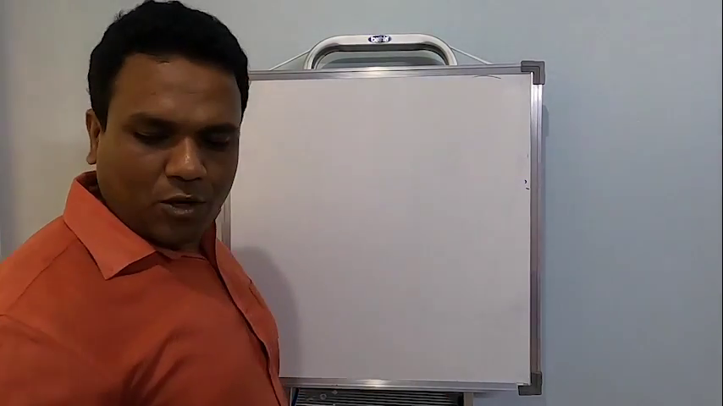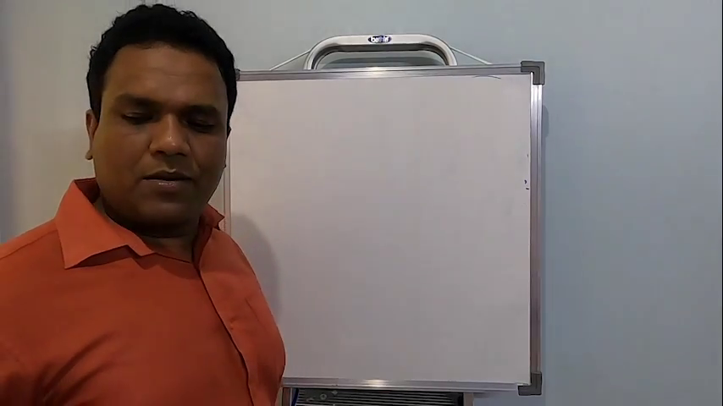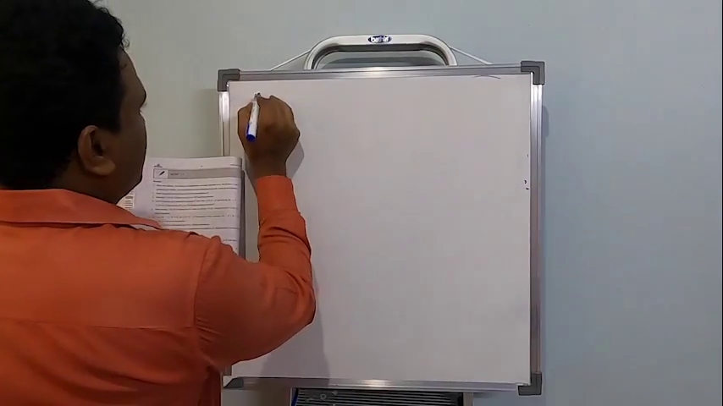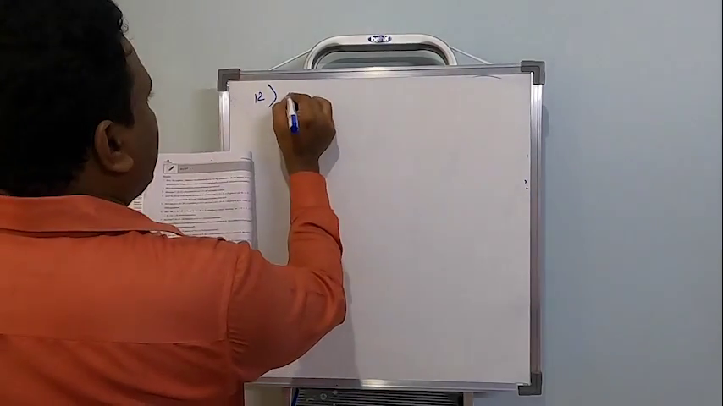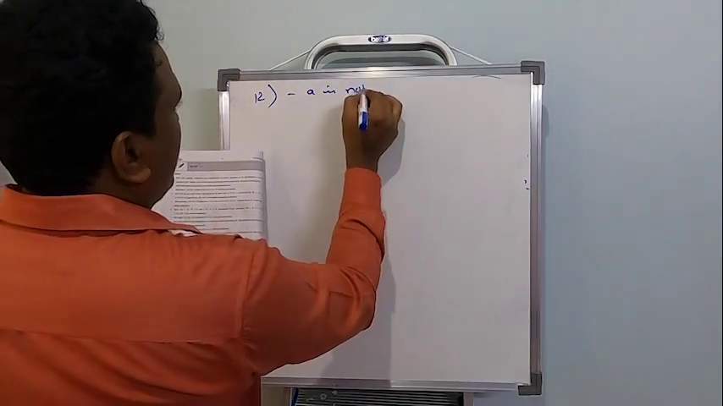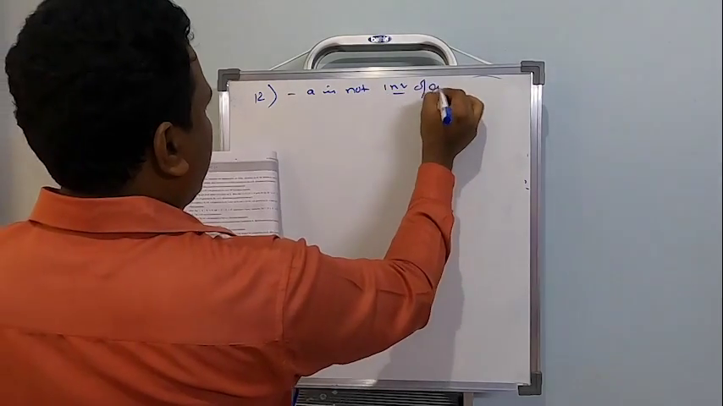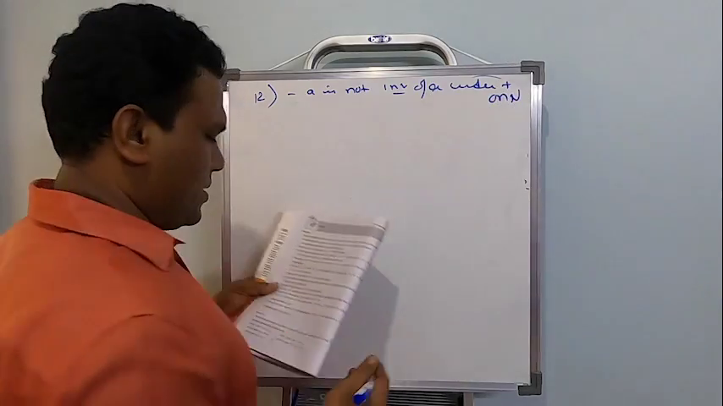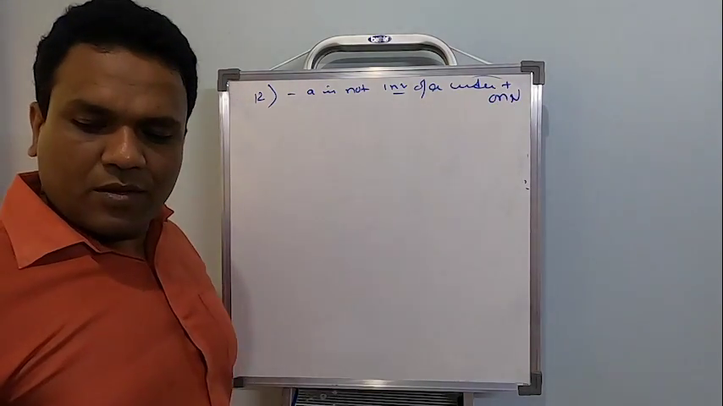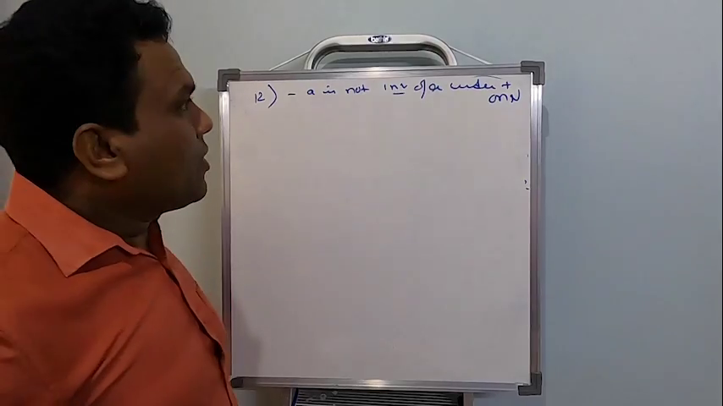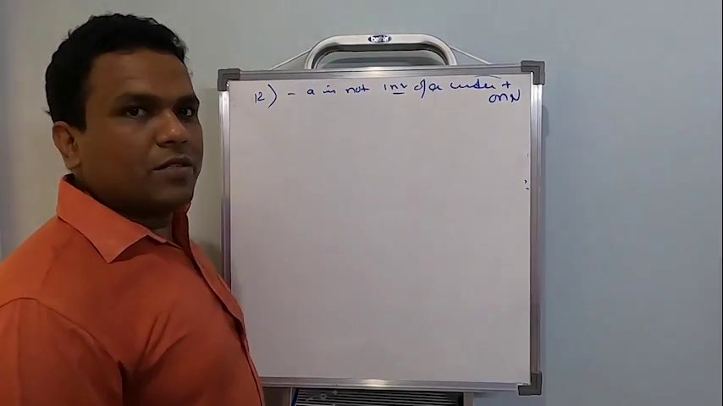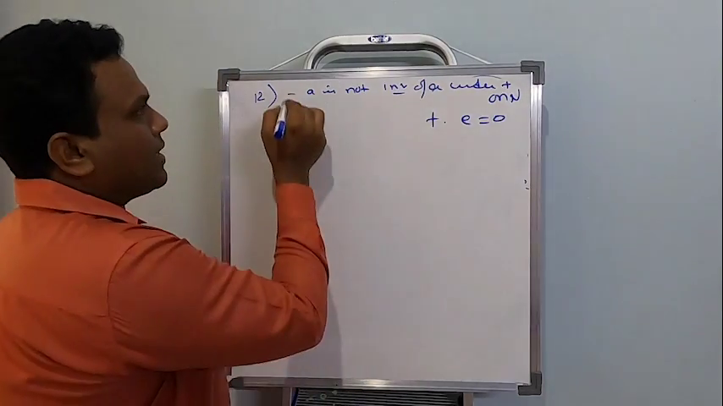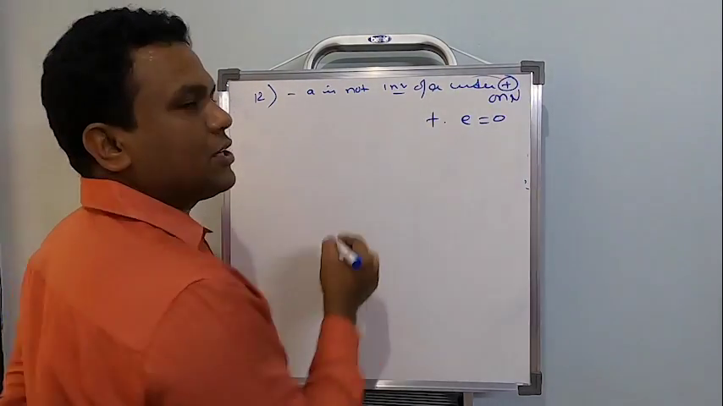Now let's move to the last problem of this chapter. The 12th one. Show that minus A is not the inverse of A under addition on natural numbers. Now this time they changed it, right? Let us see why it's not going to be an inverse. Remember, under addition, the identity value will be 0. This time the binary operation is defined as addition.